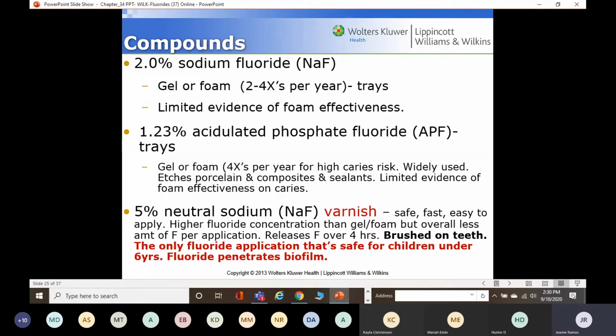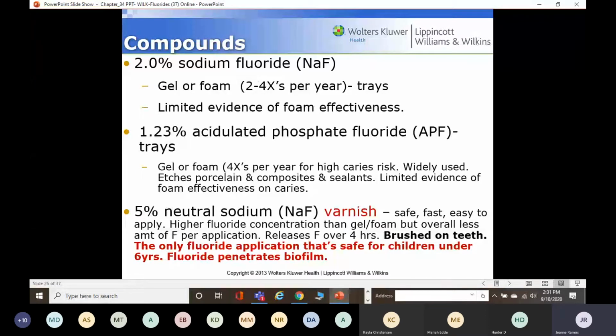So the first two, sodium fluoride and APF, you do not give to a child under 6. We always tell them not to swallow it, but a lot of times they do. So we do not ever give those to a child under 6. But what you can give a child that's even 3 years old, 2 years old, whatever, is varnish, because they don't swallow that. It dries on the tooth.